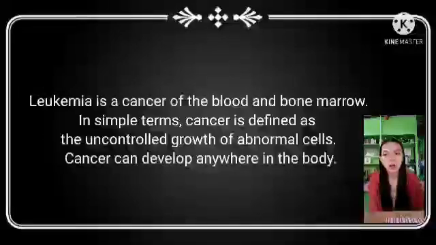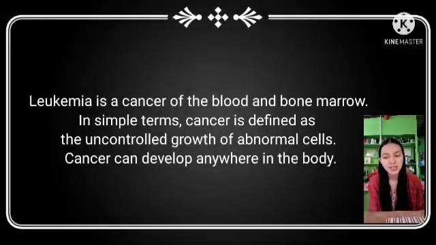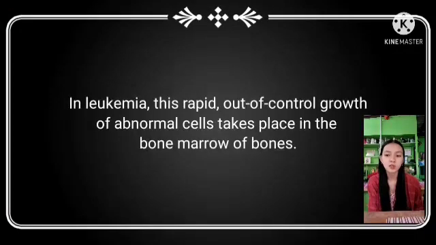Leukemia is a cancer of the blood and bone marrow. In simple terms, cancer is defined as the uncontrolled growth of abnormal cells. Cancer can develop anywhere in the body. In leukemia, this rapid out-of-control growth of abnormal cells takes place in the bone marrow of bones.